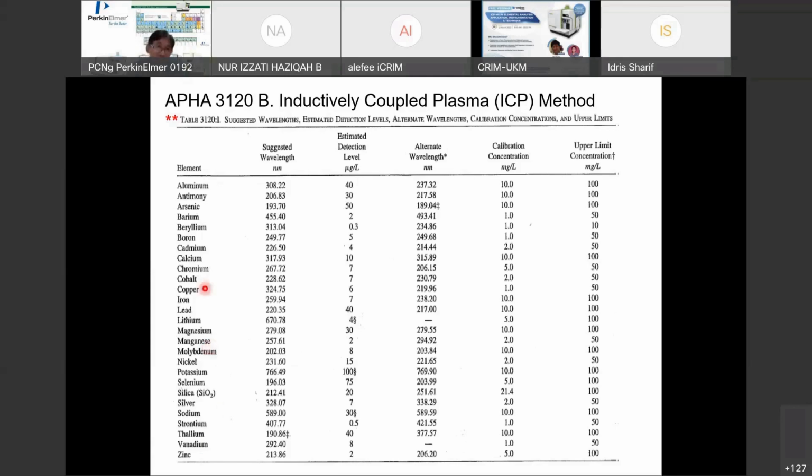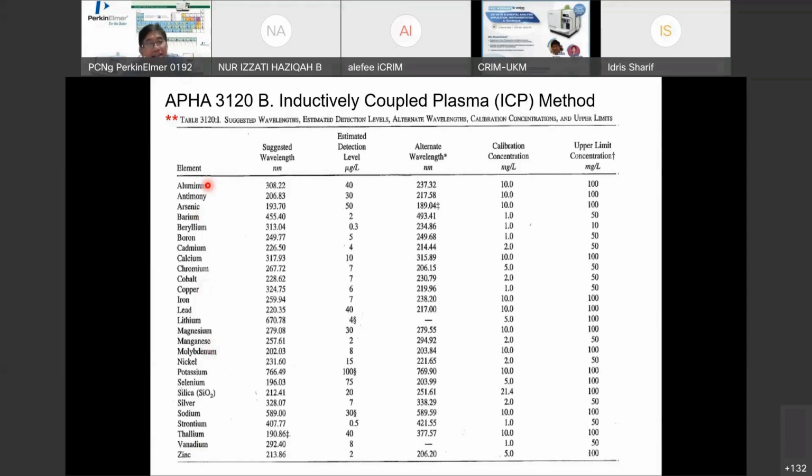Same thing as mercury. Look at APHA 3120. The mercury element is not listed. However, it is listed under the 200.7 US EPA method. So look into the method. Wow, it has some combinations here and there.